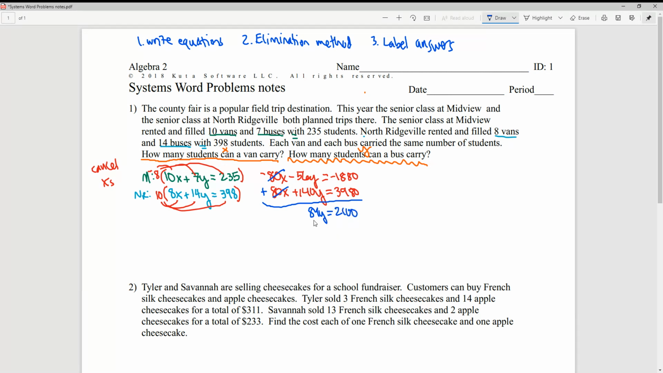To get y completely by itself, I need to divide both sides by 84. Again, feel free to use a calculator, no shame here. And when I do that, I get y equals 25. I found y, so we're good to go there. I still need to find x.